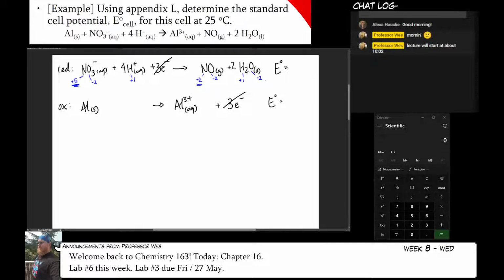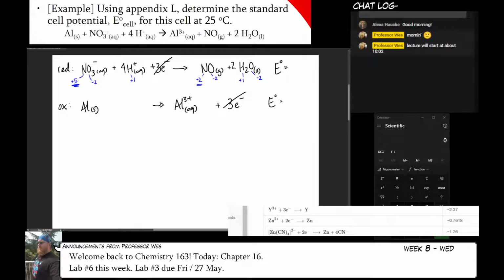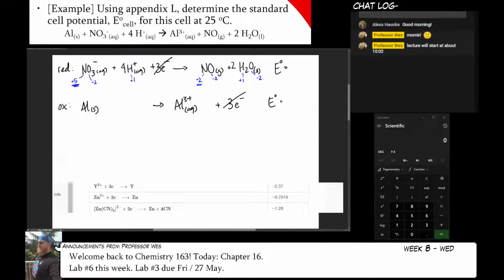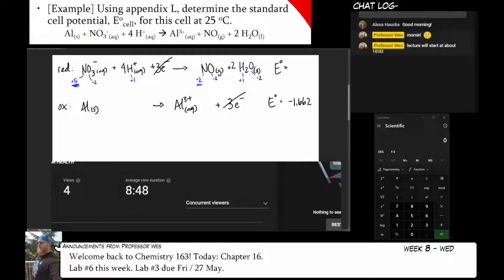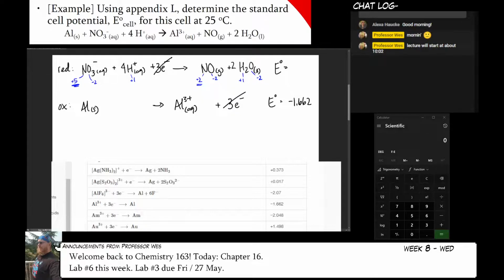All right, the next step is to go look these up in appendix L, whatever appendix this is. So let's find appendix L. And I'm going to need more space than that. OBS just disconnected. Is it still connected? Okay. Hold on just a second. If you can hear my voice, let me know. Everything seems to be working still. Okay.